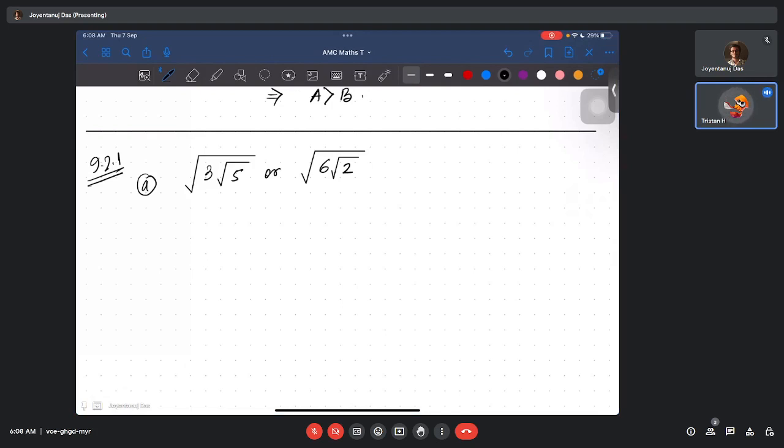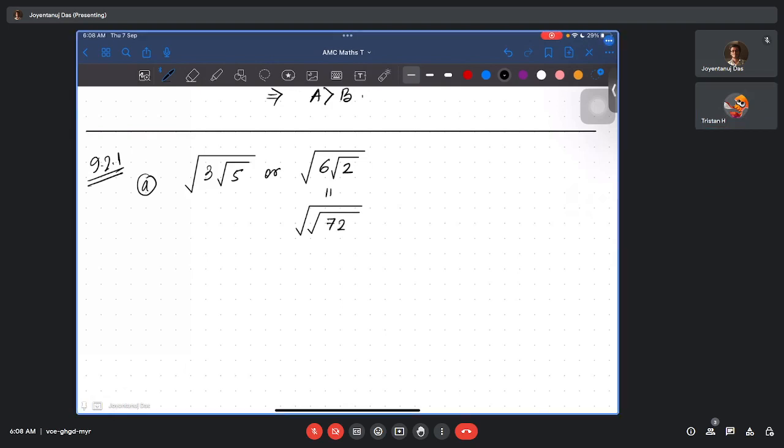The 6 root 2 one would be larger. Yes, what will be the value if you take it inside? It would be root 72. Right, the other one will be 45, right, so this one is larger.